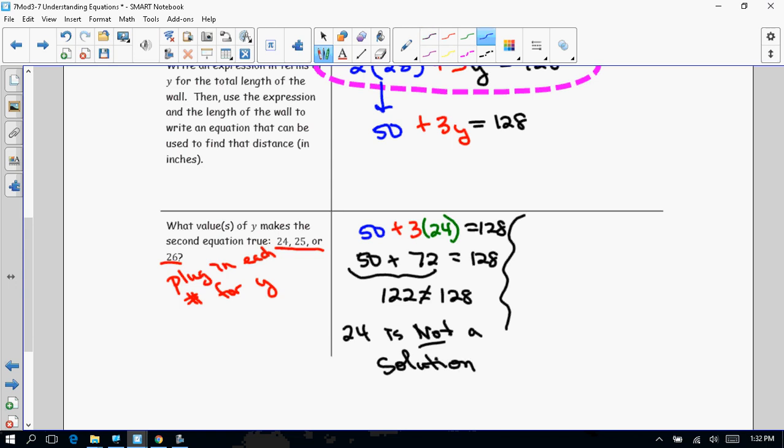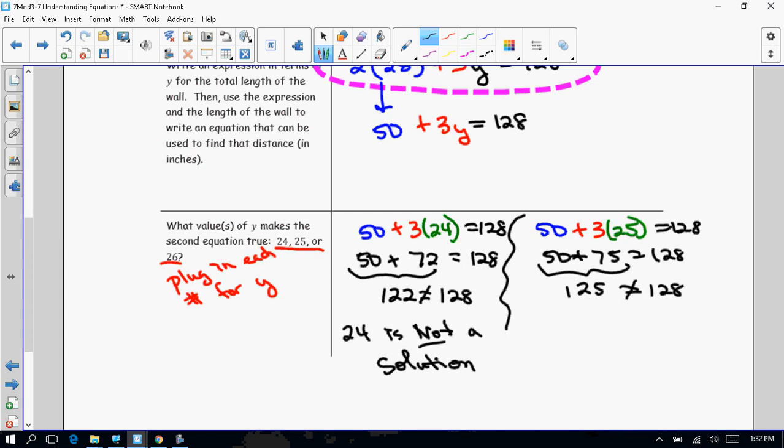Well, let's do the same thing with 25. So 50 plus 3 times 25. Does that equal 128? So we have what? 50 plus 75. 50 plus 75 is 125. That does not equal 128. So 25 is not a solution.